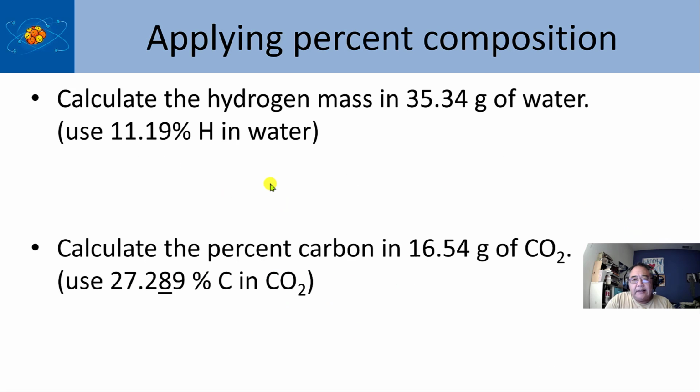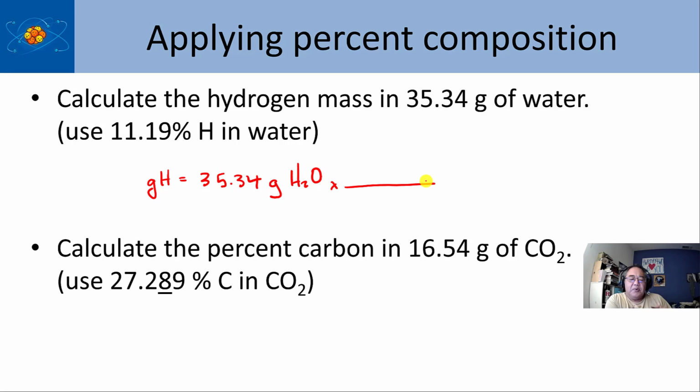So mass percent has a lot of different uses. I wanted to show you one, though, that we'll be applying at the end of the chapter towards a more complicated problem. But mass percent literally means grams per 100 grams. So let's say you had 35.34 grams of water and you wanted to know the mass of hydrogen. So we would write grams of hydrogen, and then we know we have 35.34 grams of water, so I'll write the formula out. And then I want to convert that into grams of hydrogen.